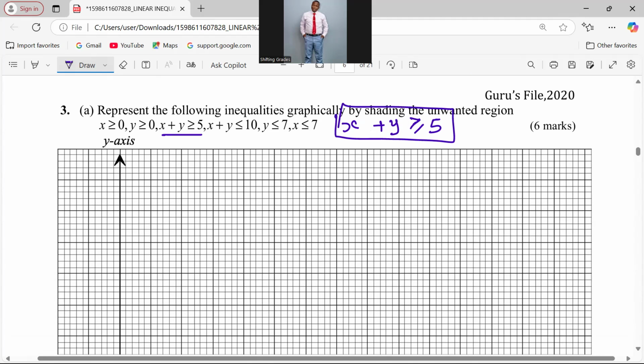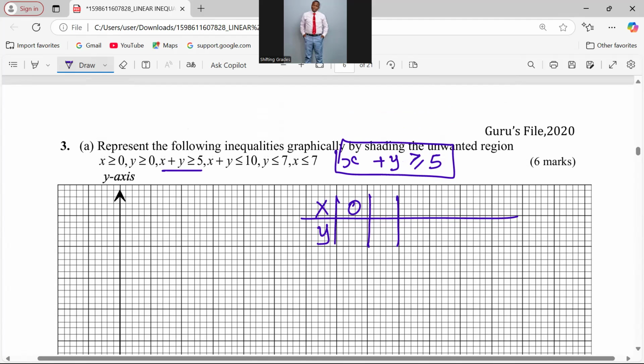A table first. X, Y. So a table X, Y, we can have the value of X is 0 and know what Y will be. So the inequality here will be X plus Y equals to 5. So we have to come up with an equation which will represent the inequality. So when X is 0, Y will be equal to 5. So the value here is 5.